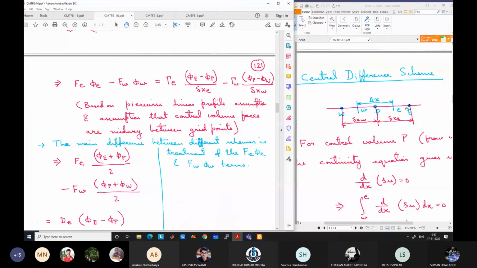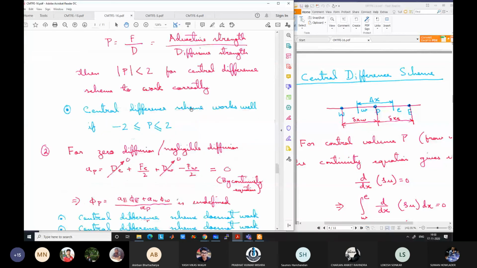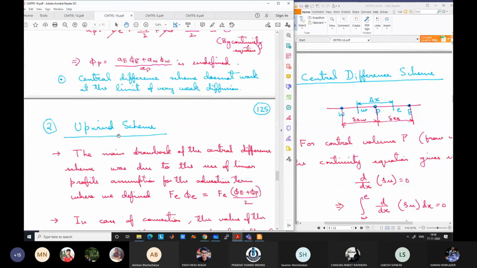And that is the idea behind the next scheme, which is known as the upwind scheme: that the upstream side value gets more significance, and the downstream value hardly any significance. We will continue this discussion in the next class.